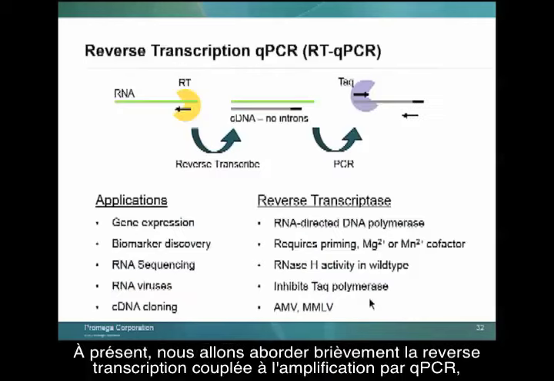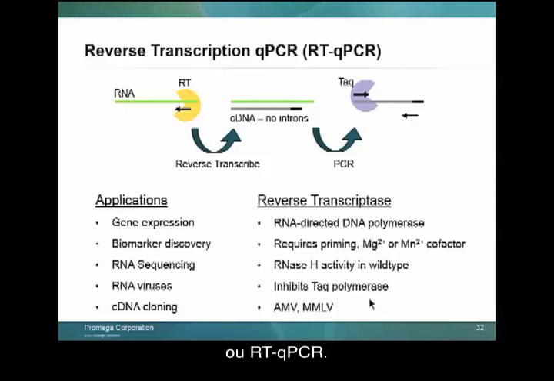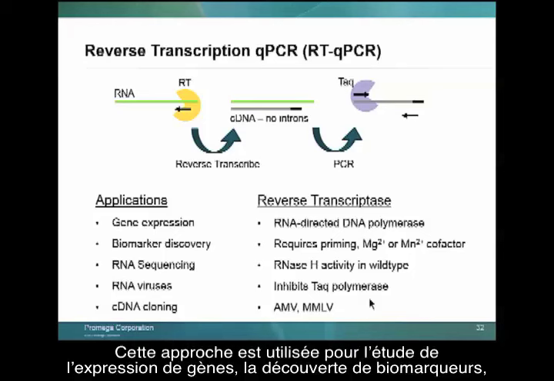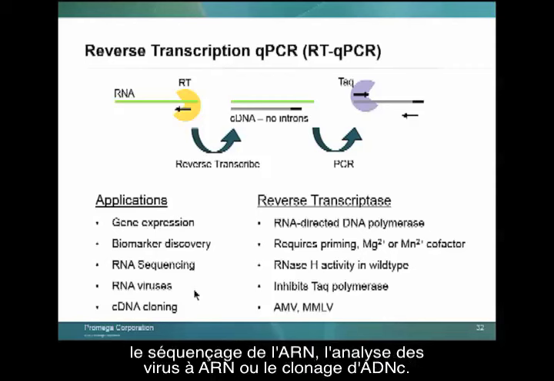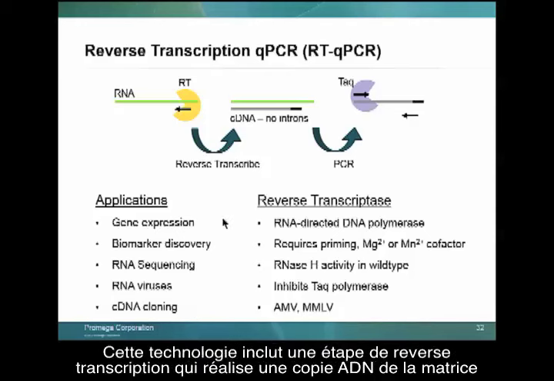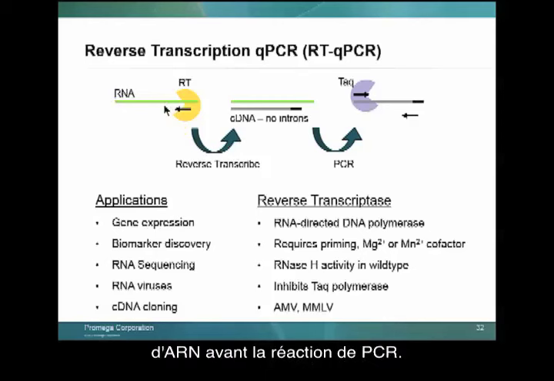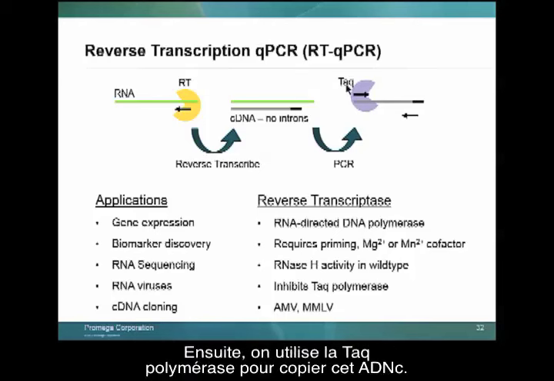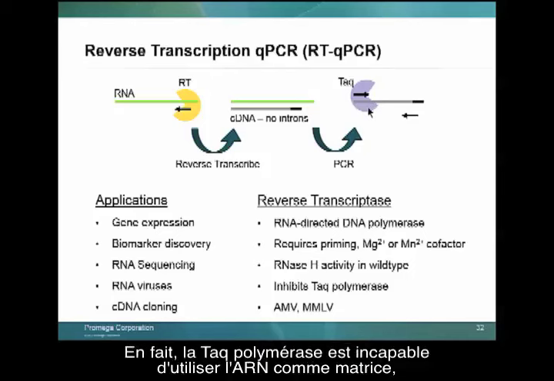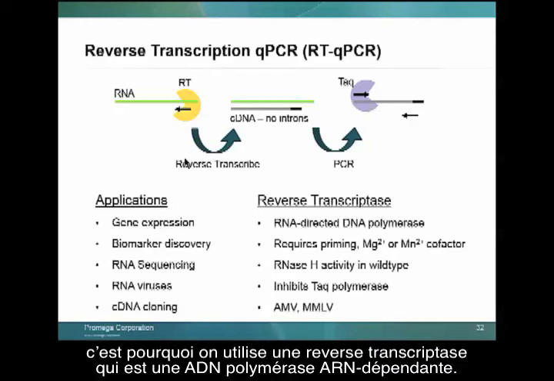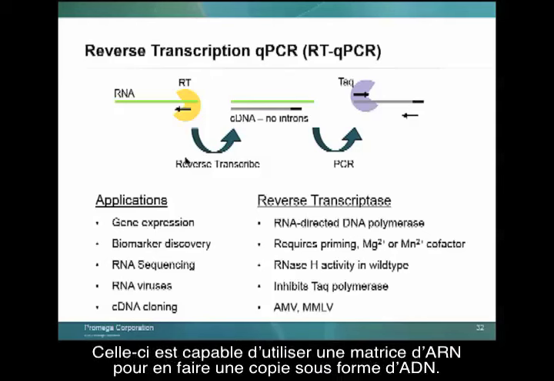So let's talk briefly about reverse transcription qPCR, or RT-qPCR. You may use this technology when you are looking for gene expression, biomarker discovery, RNA sequencing, and analysis of RNA viruses, or cDNA cloning. And this technology will combine a reverse transcription step where you are making a DNA copy of your RNA template and the PCR. We're using Taq polymerase then to copy that cDNA. Taq polymerase is not capable really of using RNA as a template, so we use reverse transcriptase, which is an RNA-directed DNA polymerase. So it uses an RNA template to make a DNA copy.